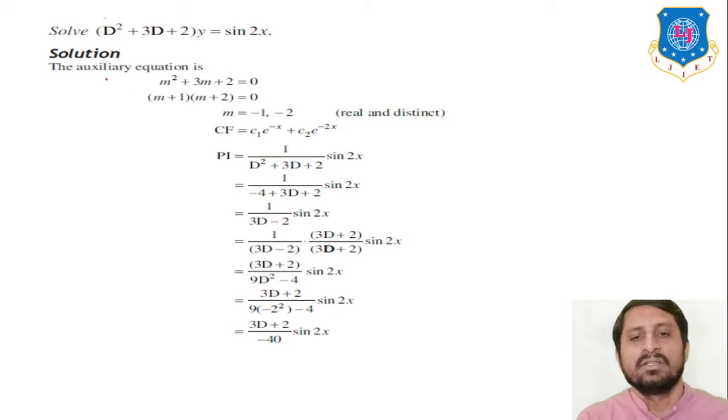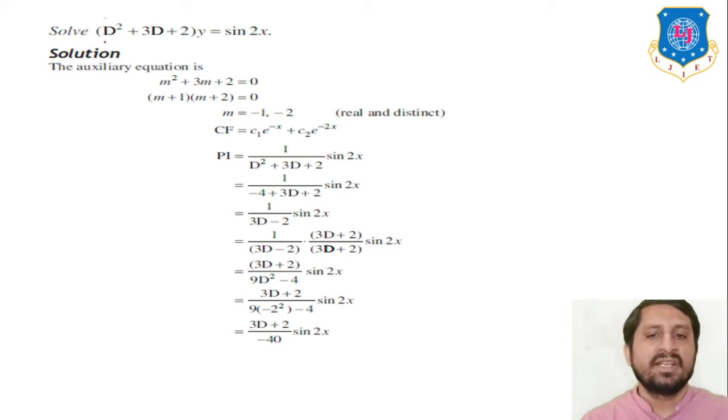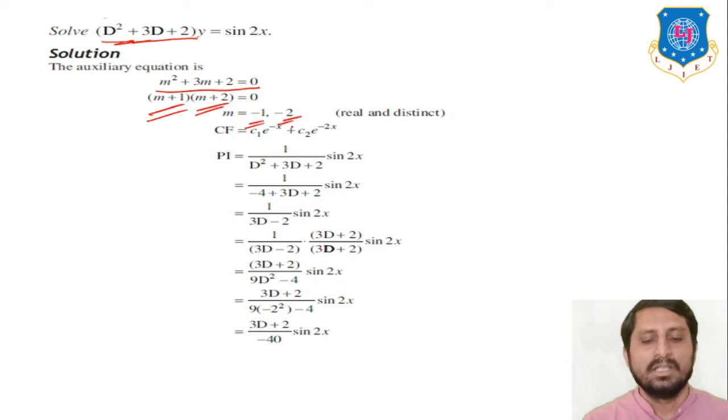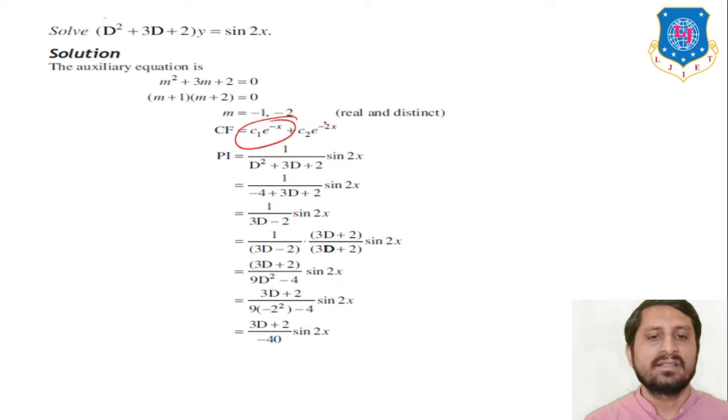Clear? So first, the complementary function is very clear: m square plus 3m plus 2 is equal to 0. So (m plus 1)(m plus 2) is equal to 0. m equal to minus 1, minus 2 are real and distinct roots. So c1 e raised to minus x plus c2 e raised to minus 2x, that is very clear.